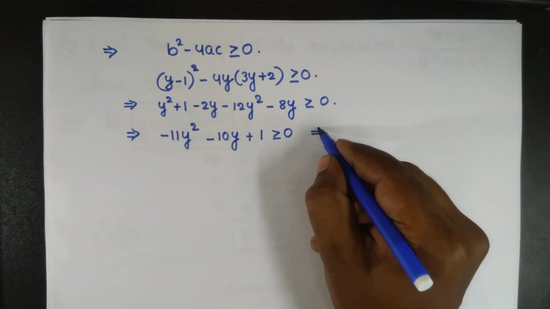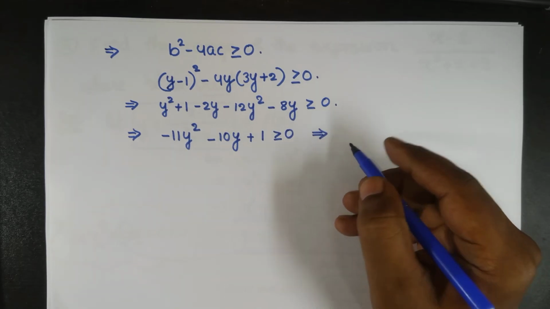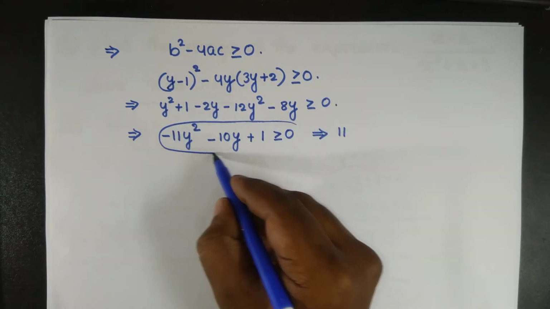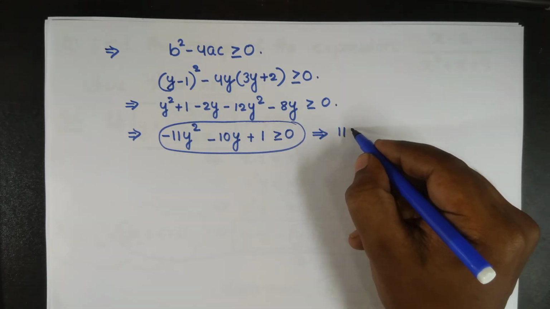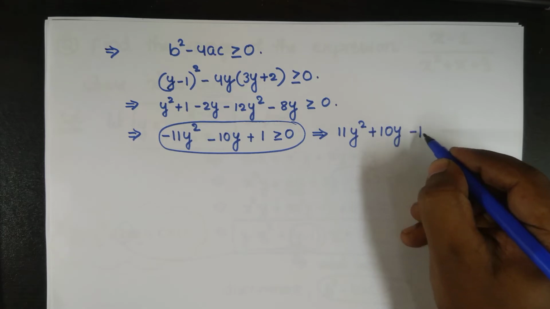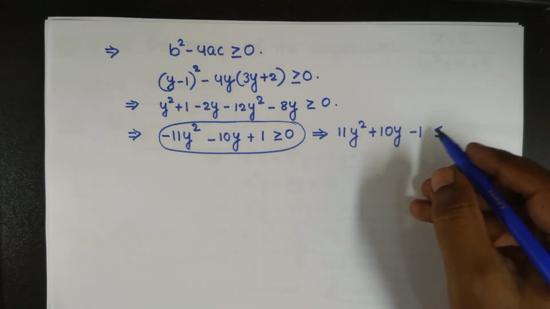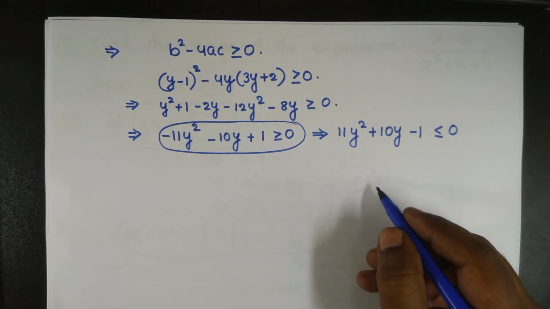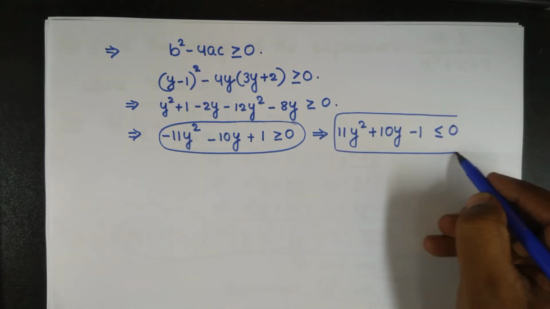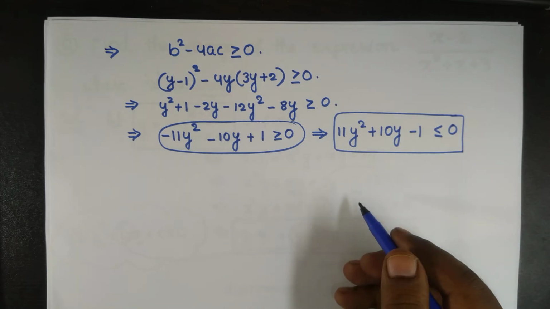Okay, and you can further modify this like this. You multiply the whole by a negative sign, so now you would get 11y square plus 10y minus 1. Now greater than or equal to becomes less than or equal to 0 when we multiply by a negative sign, right? So that's it. You have this.